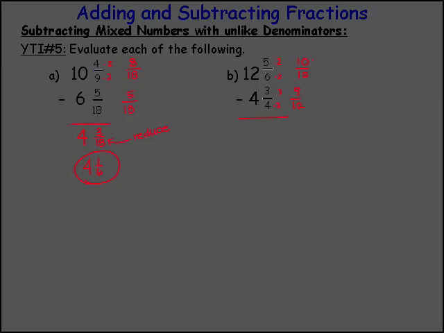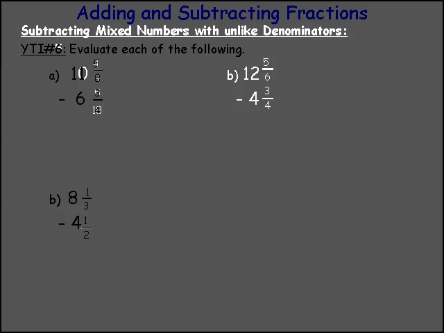So now we can subtract. We get 12 take away 4 is 8. 10 minus 9 is 1, and it all goes over 12. So 8 and 1/12. We don't even have to reduce anything because everything is reduced. So we're in great shape. All right, so let's look at these next examples. Again, we need to find a common denominator.